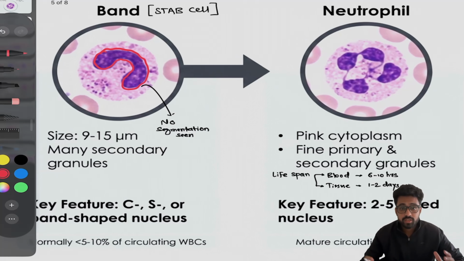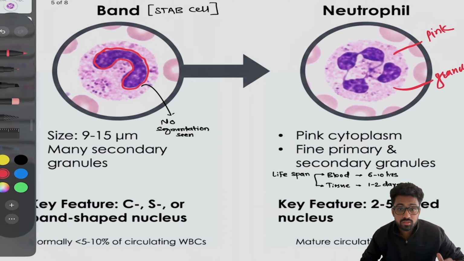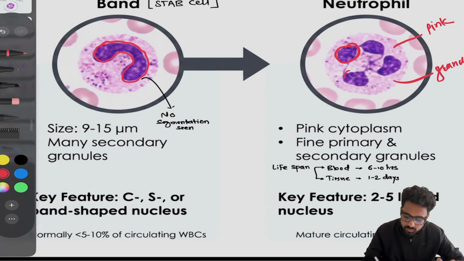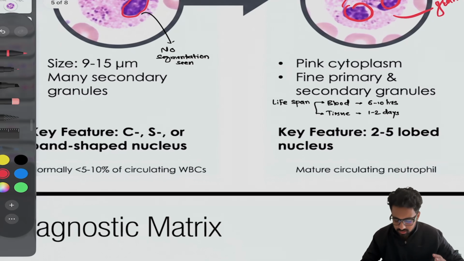Next, the most mature cell in the series is neutrophil, which has a pink cytoplasm, fine primary and secondary granules. Here these are the granules, and lifespan of neutrophil in blood is 6 to 10 hours, and in tissue it is 1 to 2 days. Key feature, it has 2 to 5 lobes. These are the lobes or segmentations in the nucleus connected by strands, and more circulating. This is the mature circulating neutrophil.